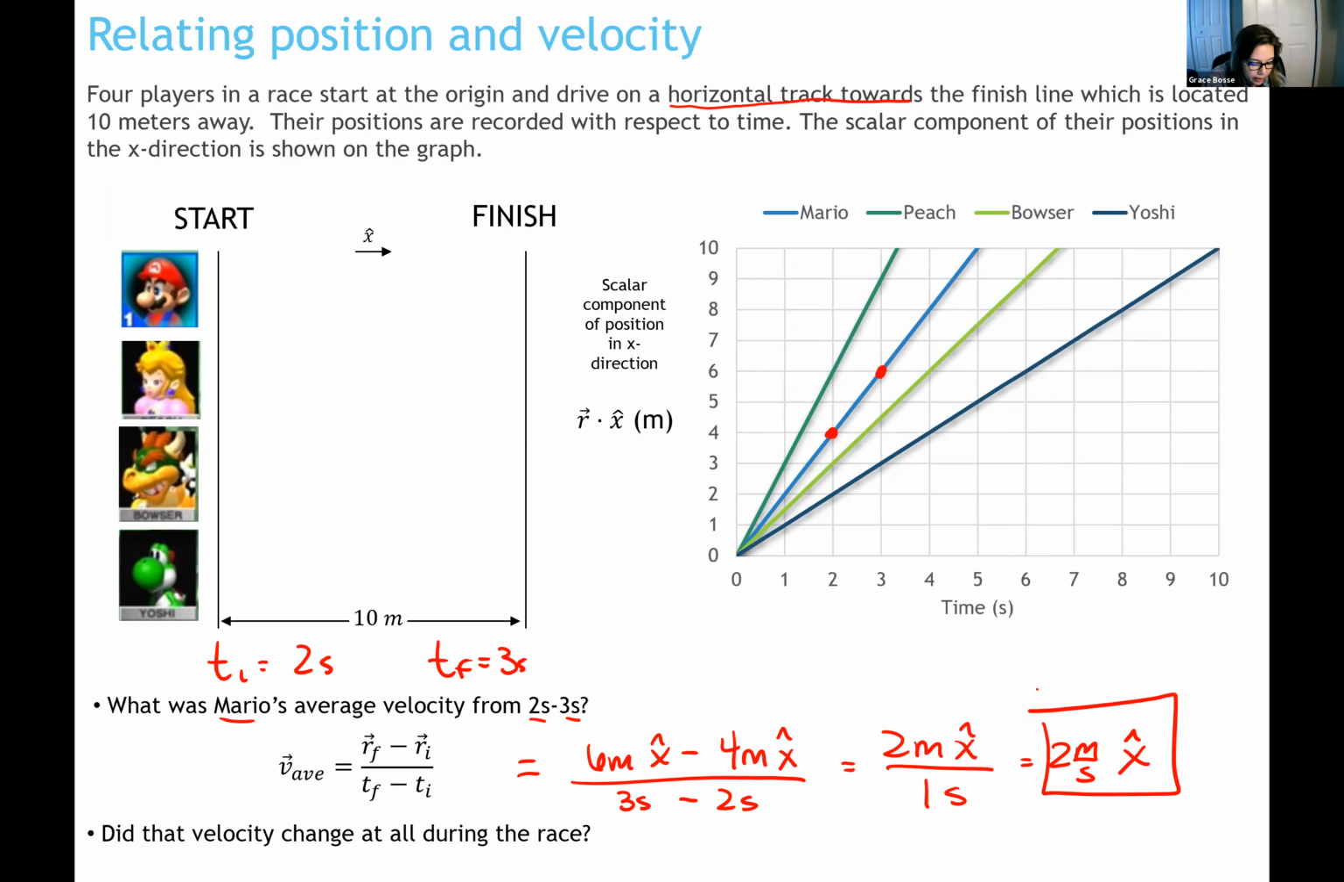The next question asks, though, did his velocity change at all during the race? If I had asked you about the time period from 4 seconds to 5 seconds, would you calculate the same velocity? If you'll notice what I'm doing here, when I plugged into this equation, do you see how the numerator of my fraction is calculating the change in the y quantity?